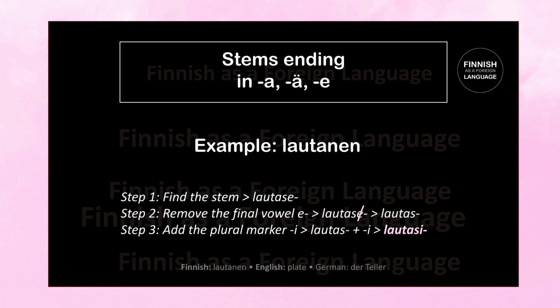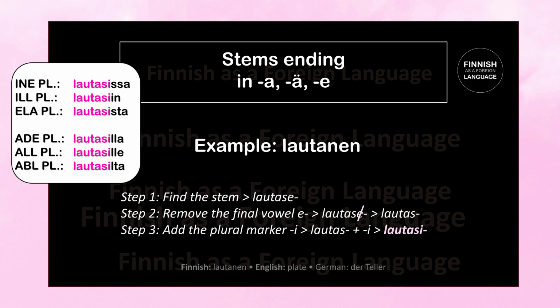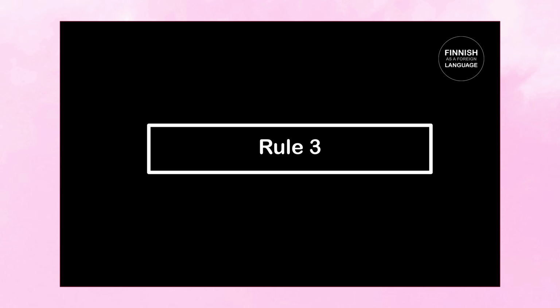Now we can finally add the case endings to our stem. So the inessive plural is lautasissa, elative plural lautasin, elative plural lautasista, adjective plural lautasilla, allative plural lautasille, and ablative plural is lautasilta. Alright, next one, rule number 3.